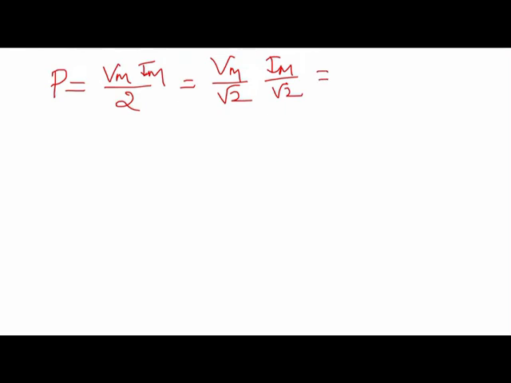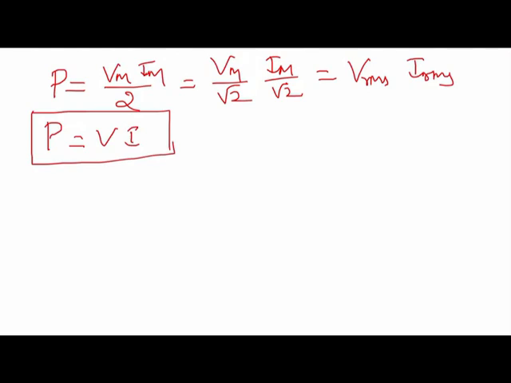This can be written as Vm/√2 times Im/√2. We know that Vm/√2 is the Vrms value, and Im/√2 is the Irms value. In general, RMS values are represented with capital letters, so we can write V into I. This is the average power consumed in the pure R circuit. So in a pure resistive circuit, power is consumed, and the amount can be calculated by V into I, the RMS value of voltage times the RMS value of current.